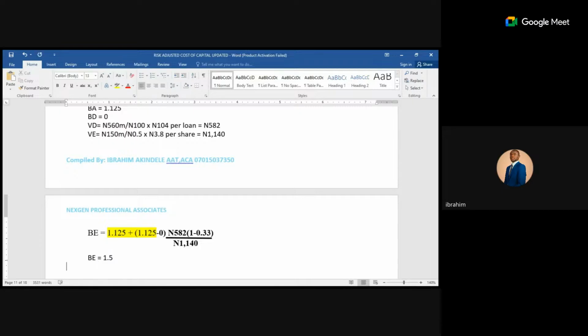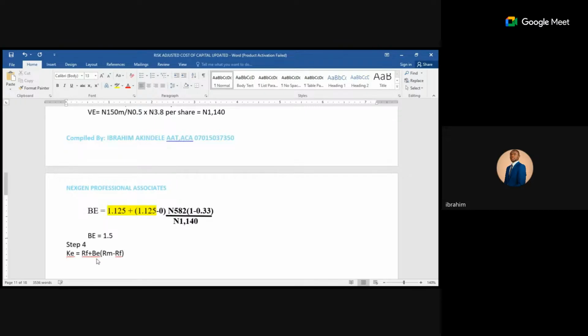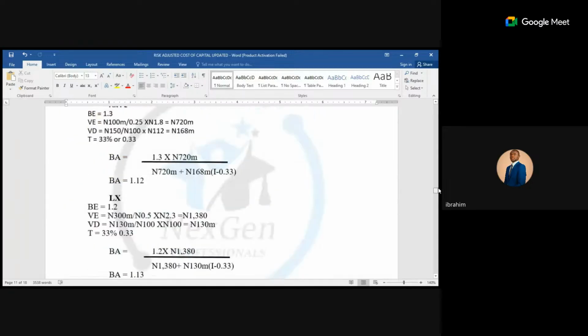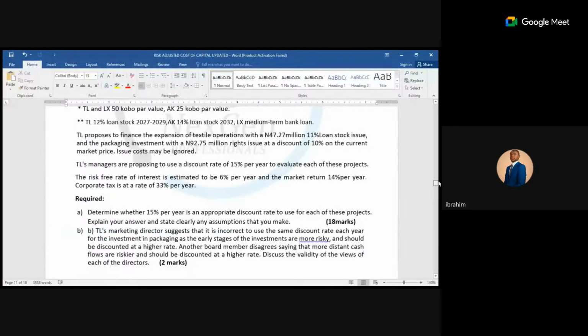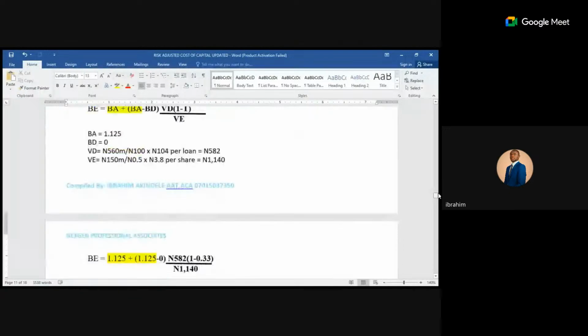So what is the next step? Step 4. Cost of equity equals risk-free plus equity beta times market return minus risk-free. What is the risk-free given to us in this question, please? The risk-free, okay, 6, thank you. And the market return, 14.